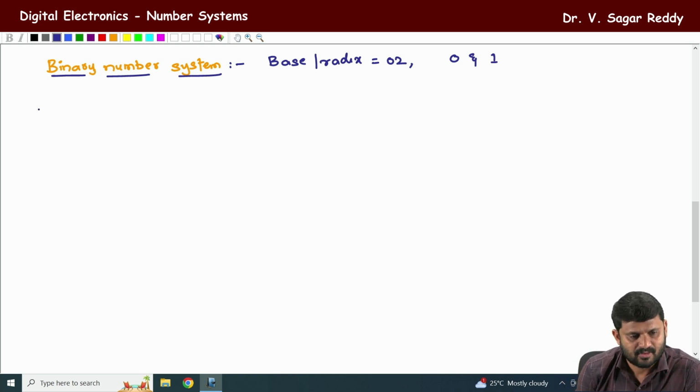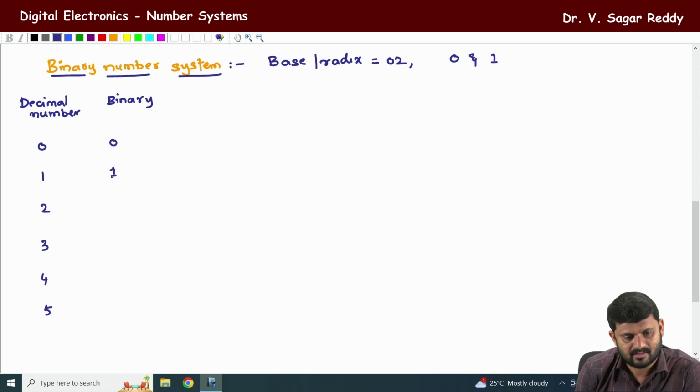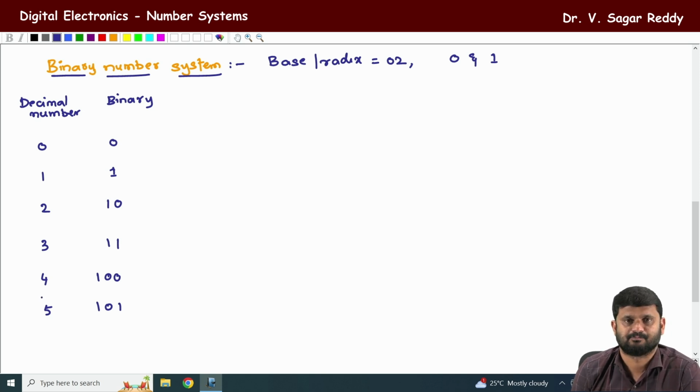Now for example, I have a decimal number. Let's assume the decimal numbers 0, 1, 2, 3, 4, 5. So how do I represent these numbers in binary? We can represent them in binary as 0, 1, 10, 11, 100, 101. This is the binary equivalent for the given decimal numbers.